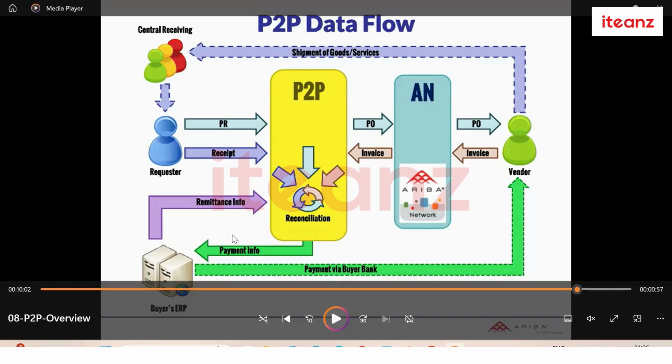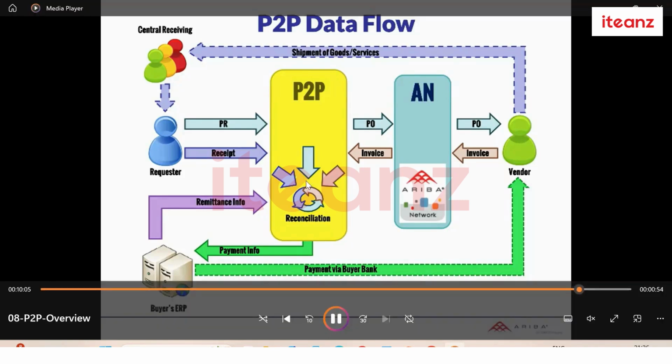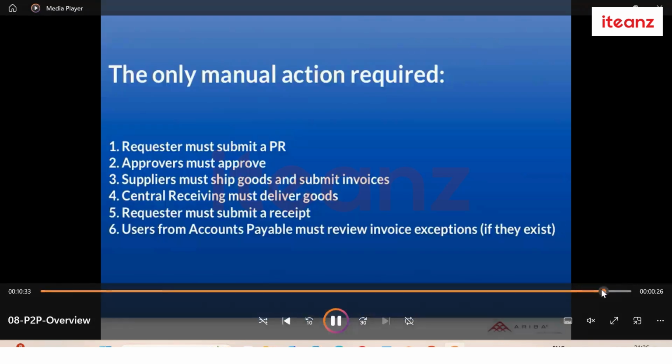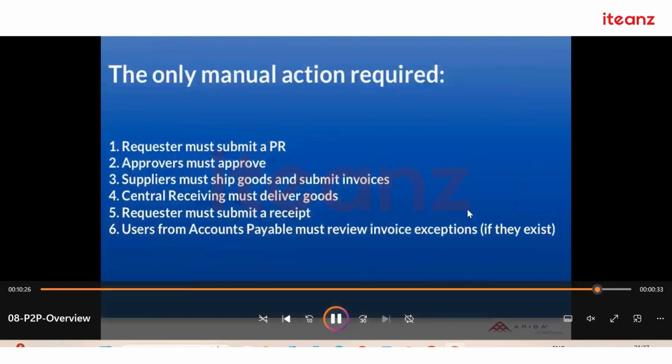At the same time, from the technical point of view, it will send the remittance information. After reconciliation is done, the payment is done and the remittance information is sent with some ID. The ID will be generated in the P2P. Remittance information is nothing but the payment ID. If the process is successful, the payment information will be shared to the AN. It means the payment is done, and we will share that information to the AN.